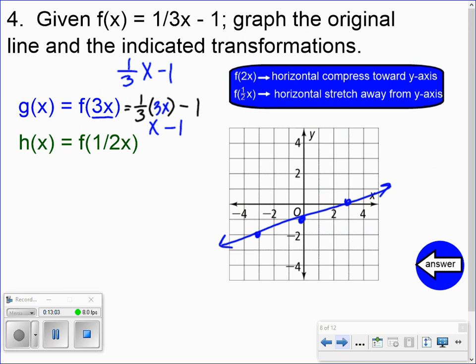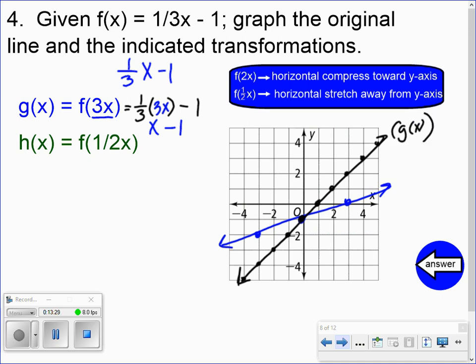So what this says is that we have the same y-intercept of -1, but now instead of going up 1 and over 3, we're just going to go up 1 and over 1, because the slope is now 1. So here is my translated line of g of x.